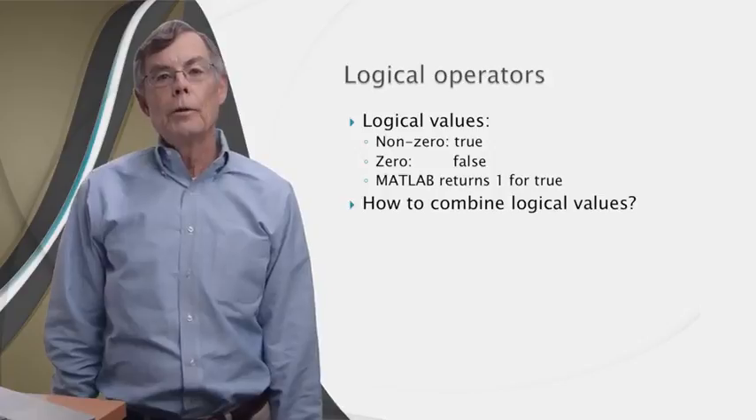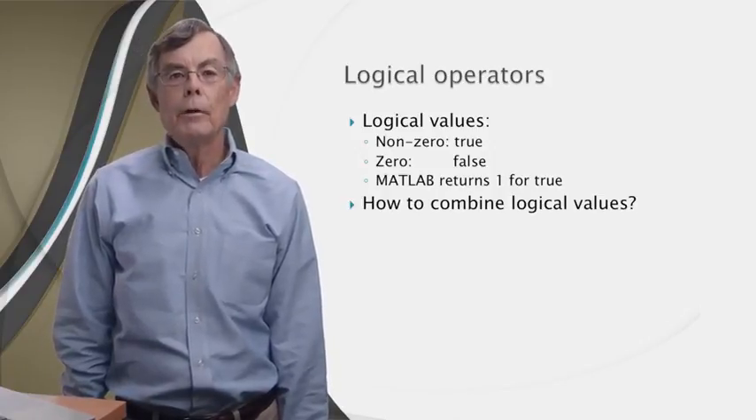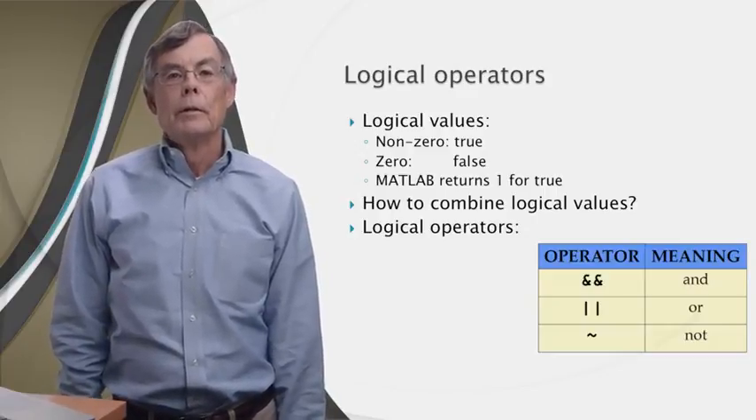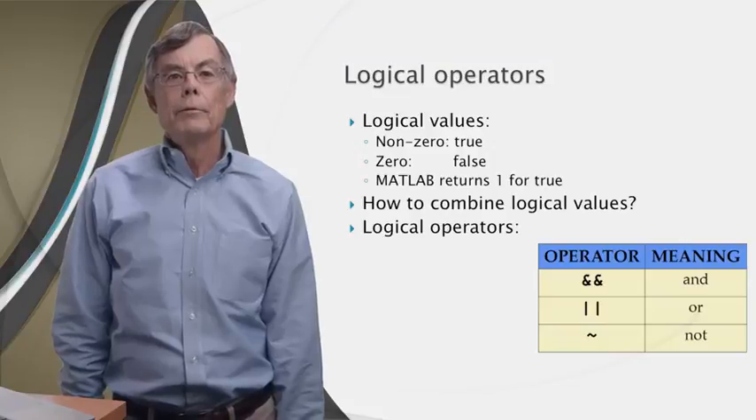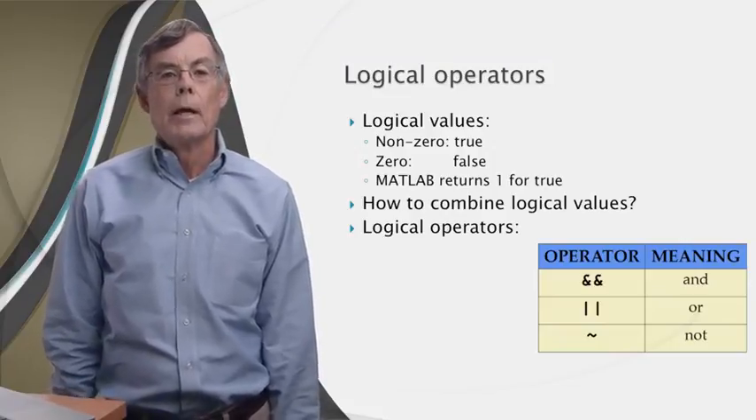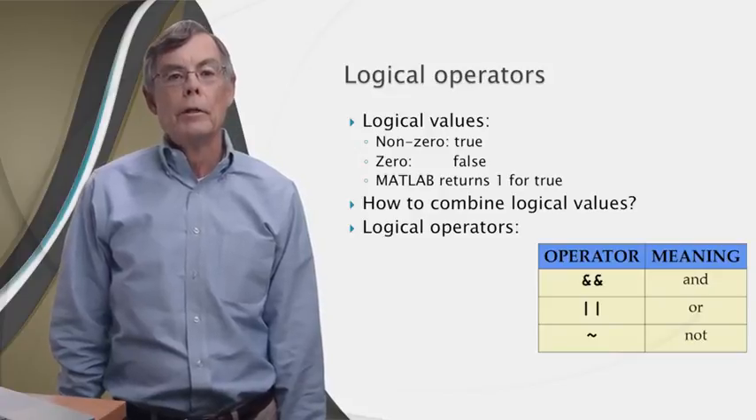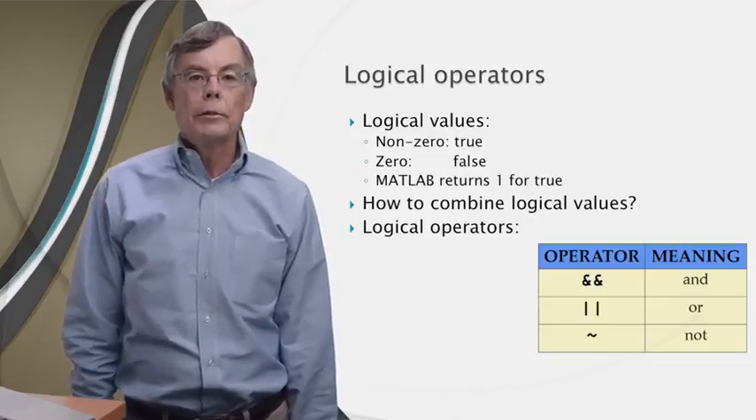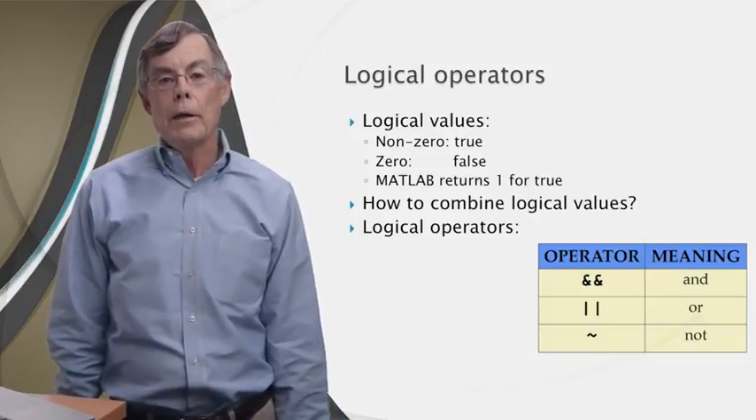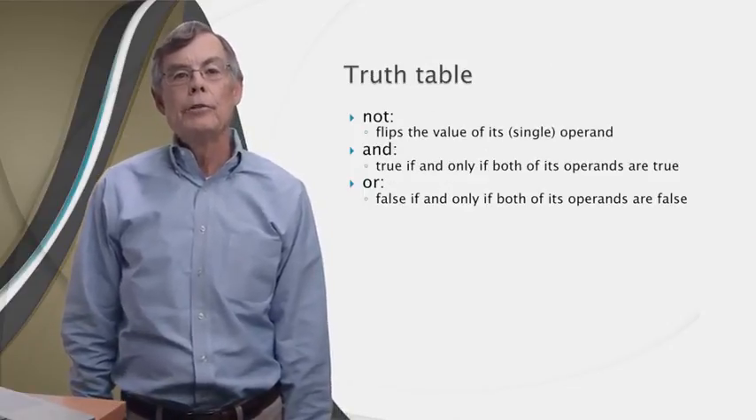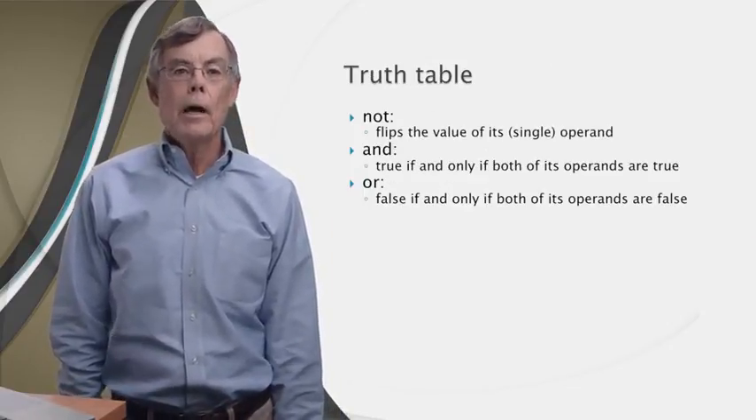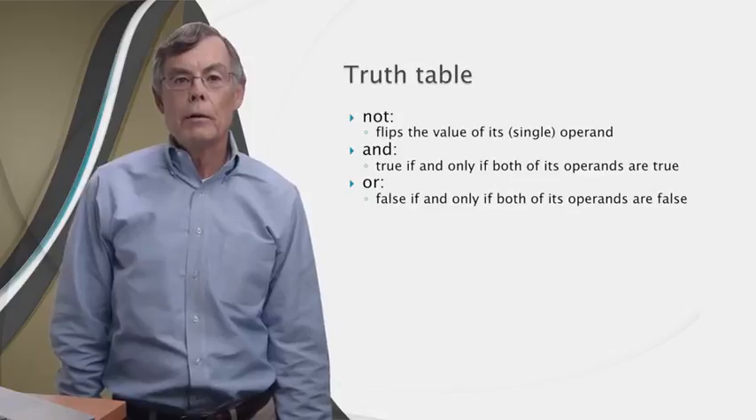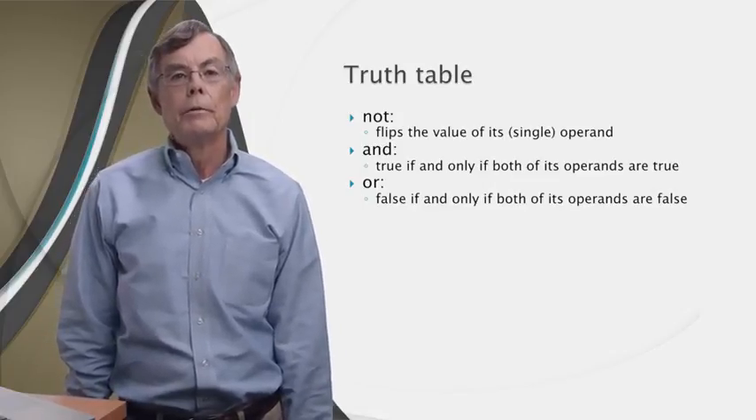You may have thought about whether we can combine multiple logical values somehow. Yes, we can, using logical operators. The table here shows 3 logical operators. These are the operators that MATLAB has: and, or, and not. 2 ampersands mean and, 2 vertical bars mean or, and the single tilde means not. So how do they work? Not is a unary operator, meaning that it takes only a single operand. It simply flips the value given to it. If you give it a true, it'll return false. If you give it a false, it'll return true.